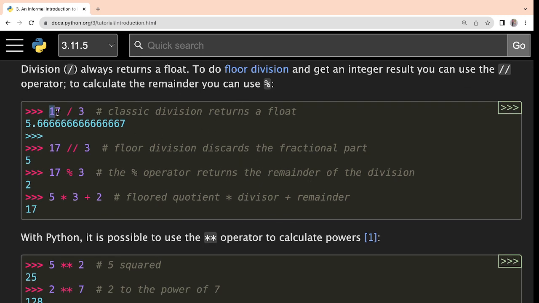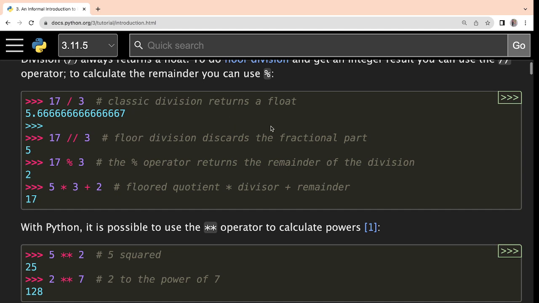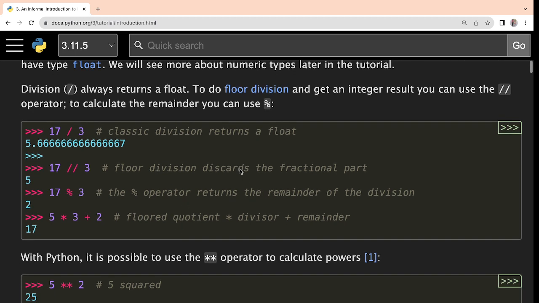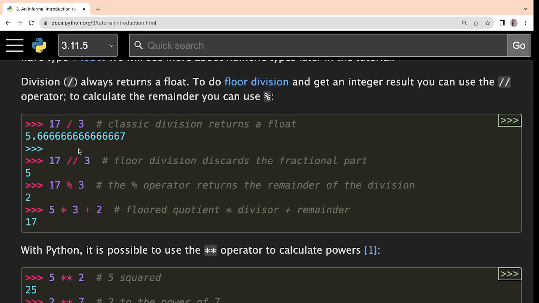So if you see this first one, 17 by 3 has been done, right? The answer is coming 5.666, and since it is continuing, it is actually non-terminating, so that is why they have terminated it by 7. But if you want floor division, meaning you only want the integer part and are not interested in the rest of the decimal, then you have to use floor division, which is double slash. So if you write 17 double slash 3, the output will be only 5 and the rest of the decimal part has been omitted.